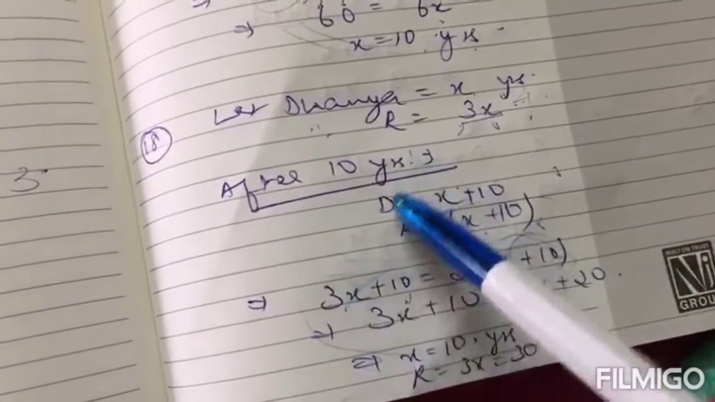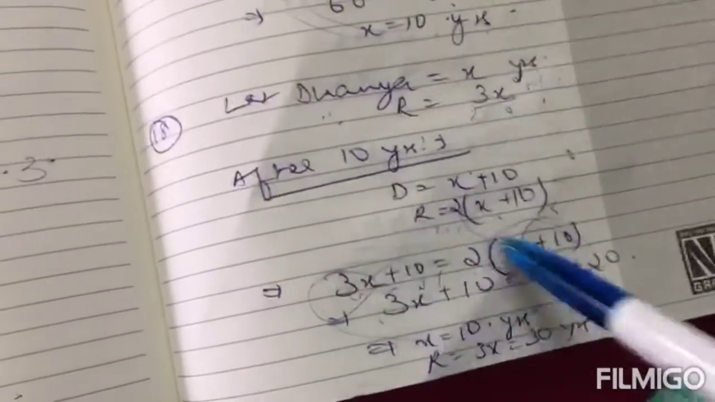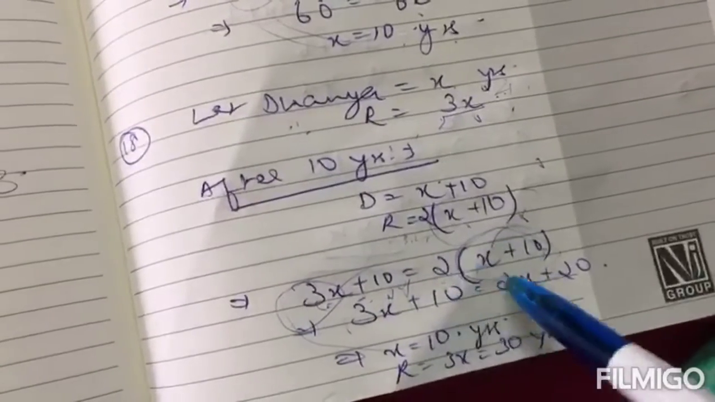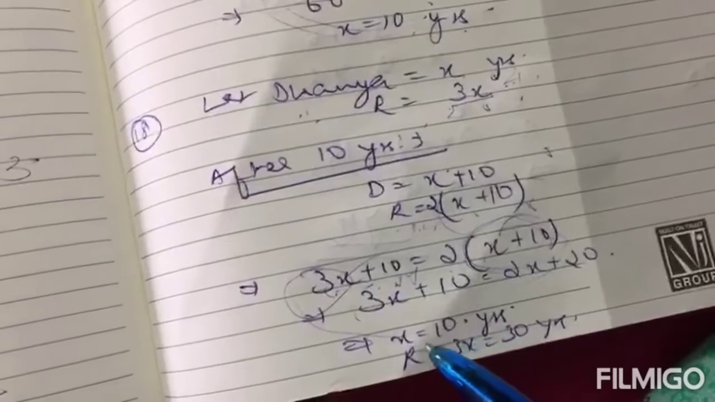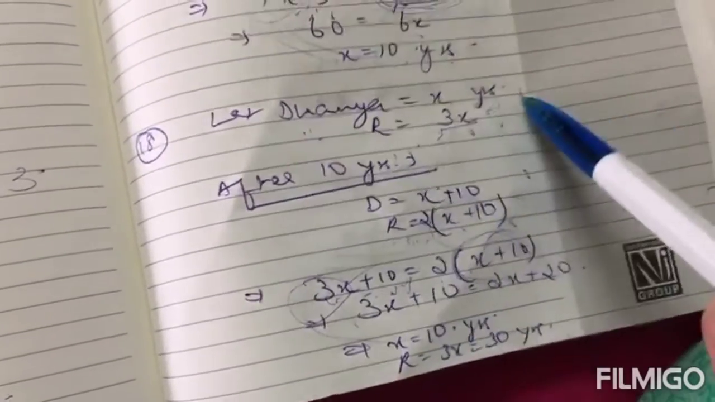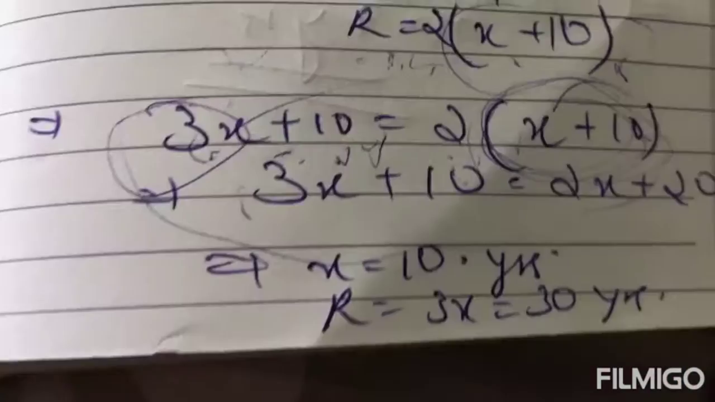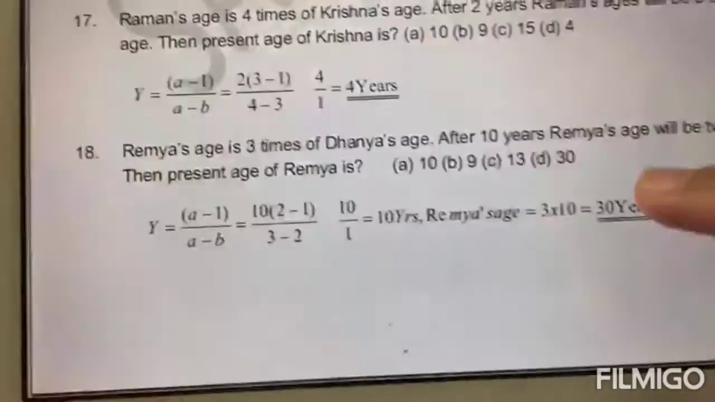It can also be written as Ramya's present age, which is 3x, plus 10 years, right? Age after 10 years. So 3x plus 10 equals 2 brackets x plus 10. When you expand the brackets and solve for x, you will get x as 10 years, which is Dhanya's age. Therefore, Ramya's present age is 3x, which will be 30 years. So let's check. Yes, the answer is 30.